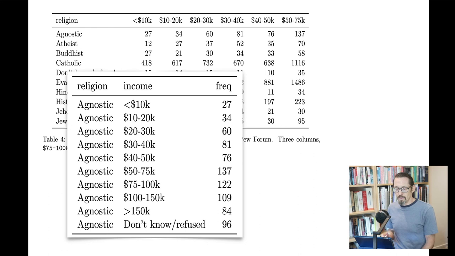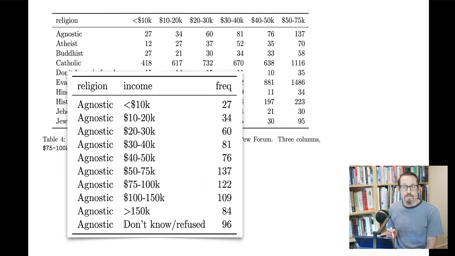So if we look at just a slice here, the agnostics, okay? What we have here are three variables. Remember, religion, income, and a number, frequency. So we should have three columns. We have the agnostic religion, the income is less than 10K, and this is the number we get. And we have all the way down those columns and several other columns that were not here for space. And that's how the tidy data set is going to look.